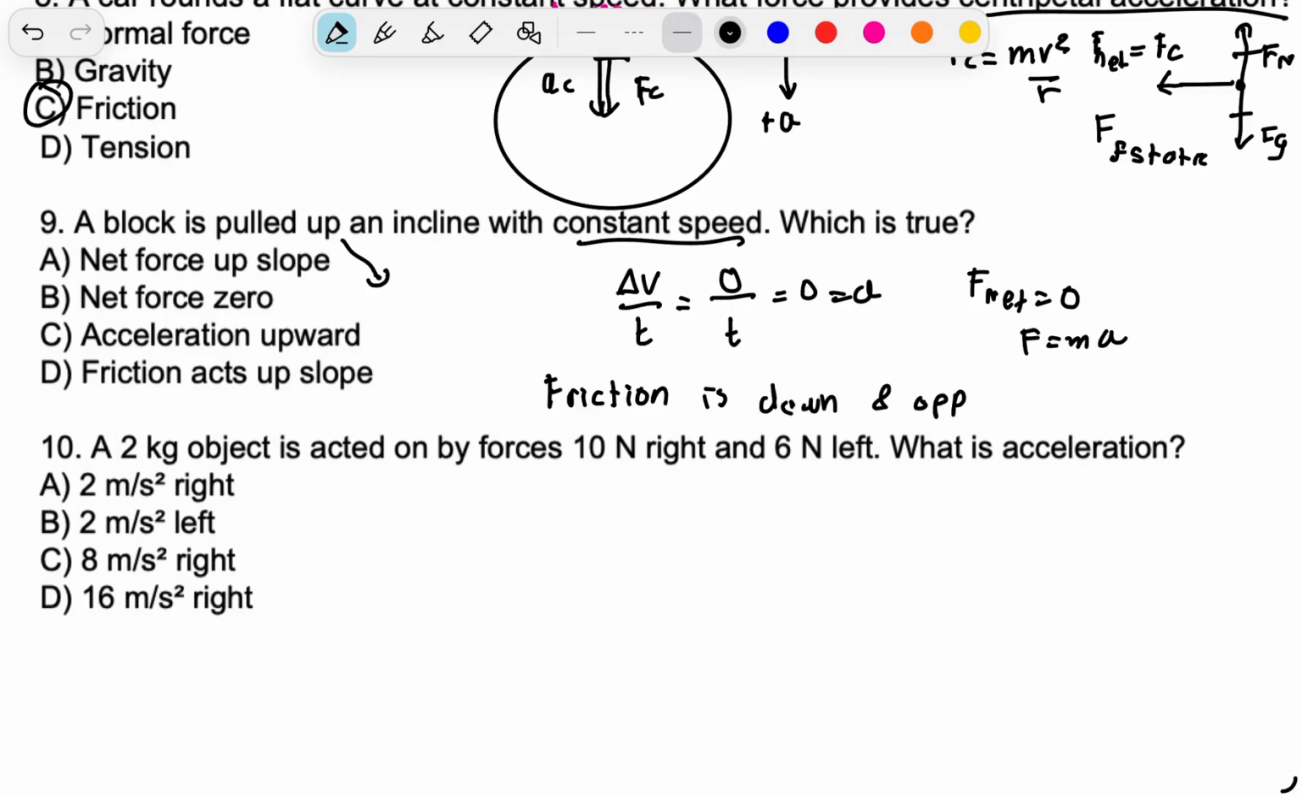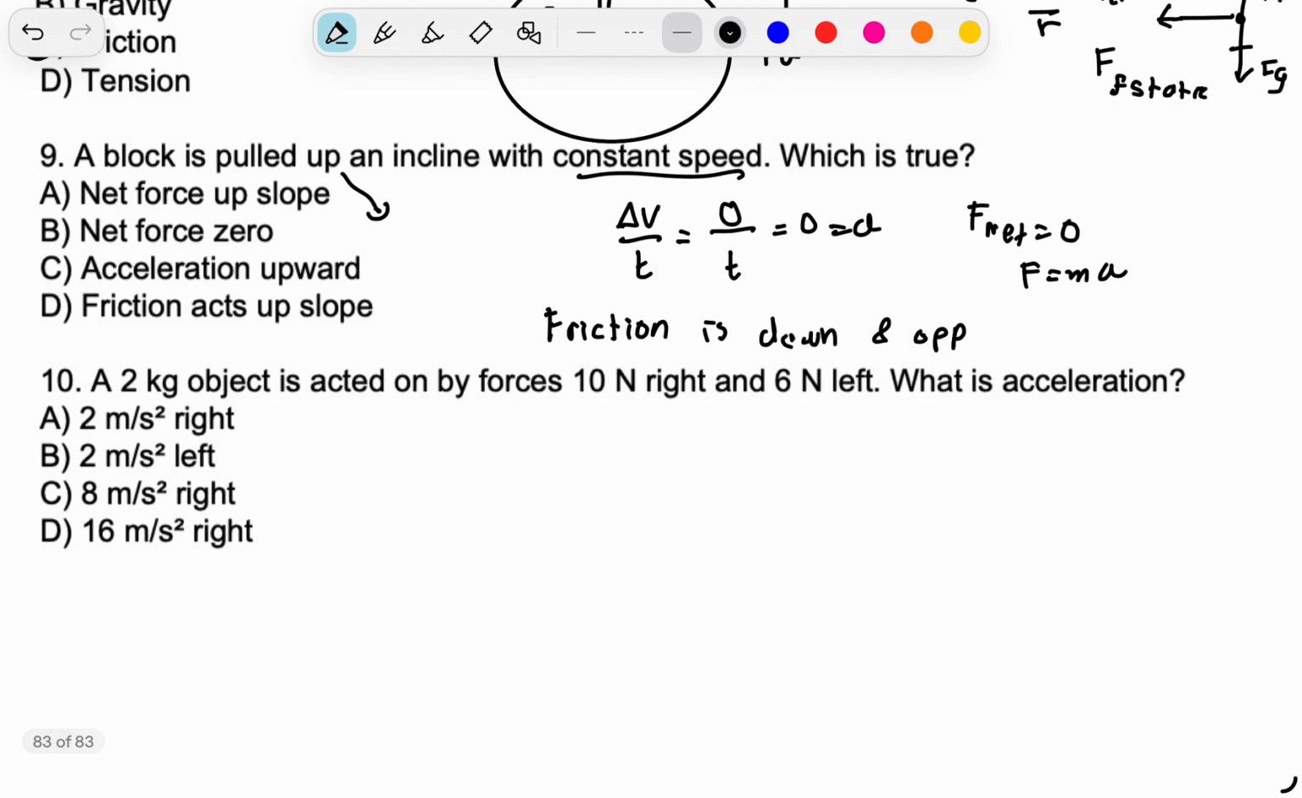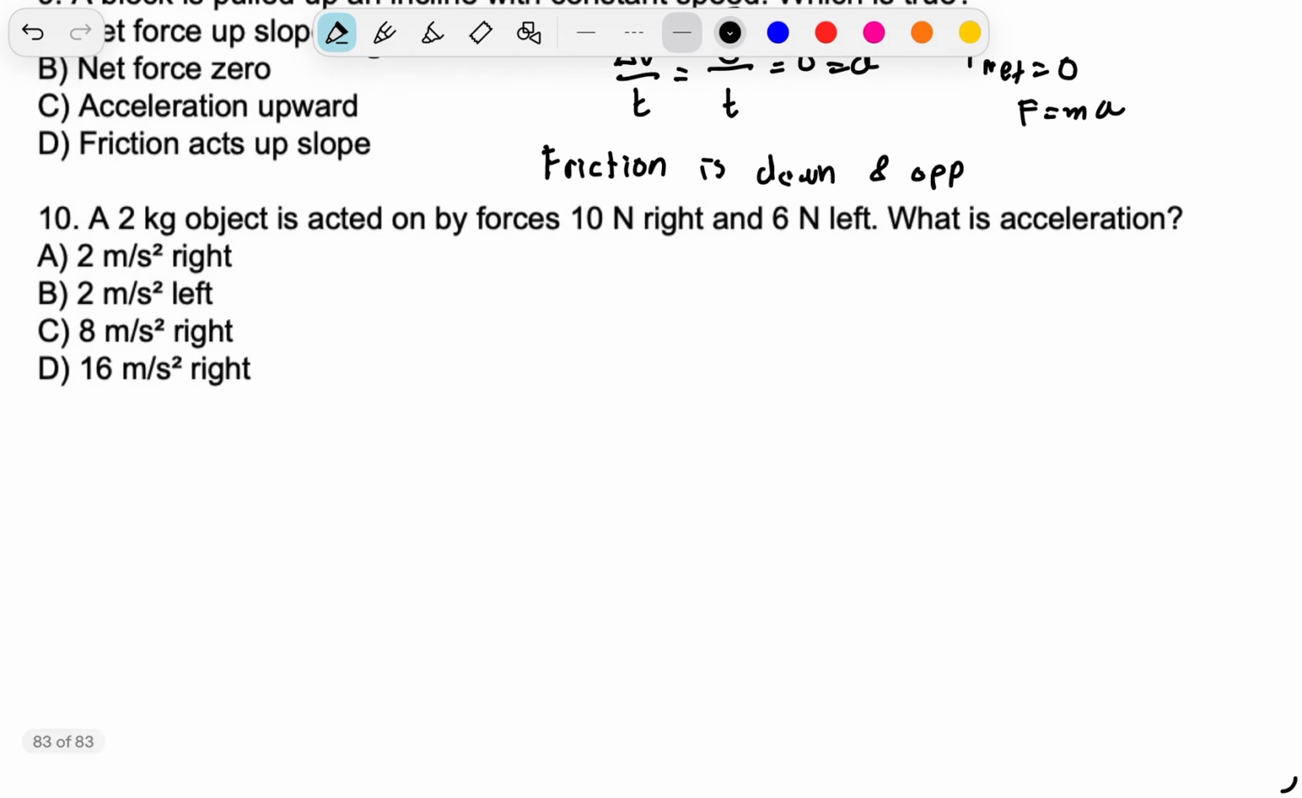So friction acts down. So we should say down.